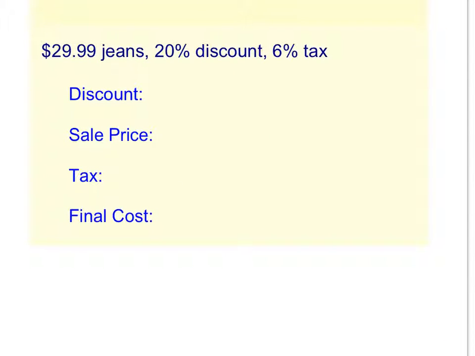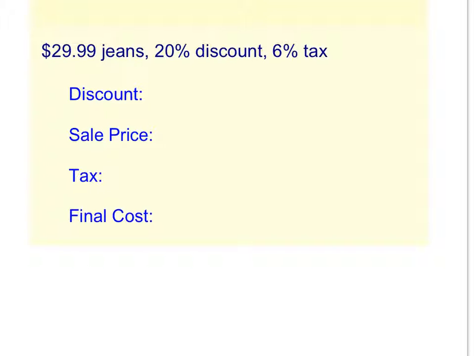So the nice thing about these examples is when I have you do these on the worksheet or on the test, it is broken down for you. There's 4 parts to it, and it's going to tell you, you got to find the discount, then the sale price, then the tax, then the final cost. This is called a combination problem, but it lays out all 4 pieces you have to find, which will help you get through the problem.